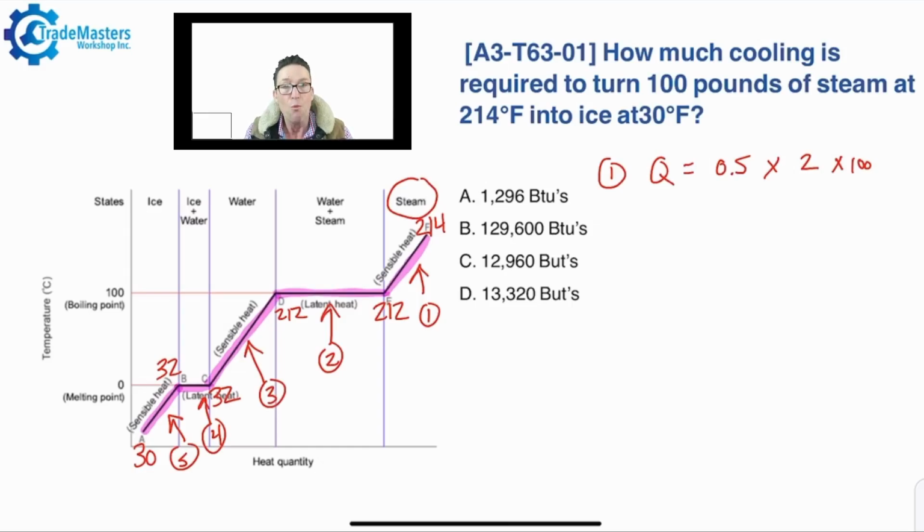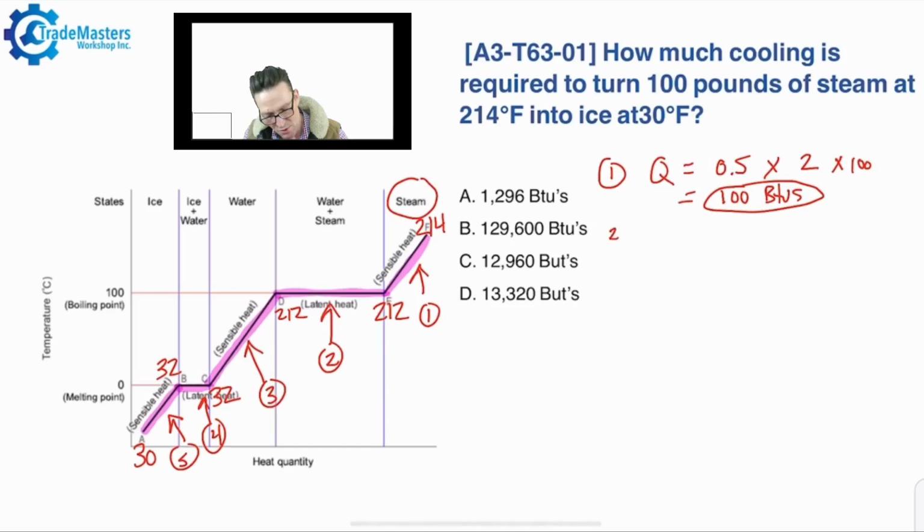So we've got 0.5 BTUs per pound being removed from 100 pounds, and we're reducing it 2 degrees. So let's quickly do the math on step 1. We've got 0.5 times 2 times 100. And I'm going to be pretty meticulous here. We end up with 100 BTUs. So let's just circle that, because that's our first amount. Once we calculate each of these steps, we just have to add them up and it gets pretty simple. So let's go to step 2 now.